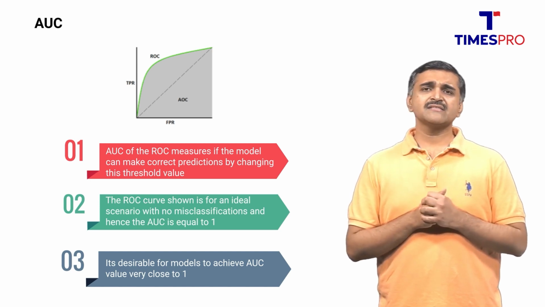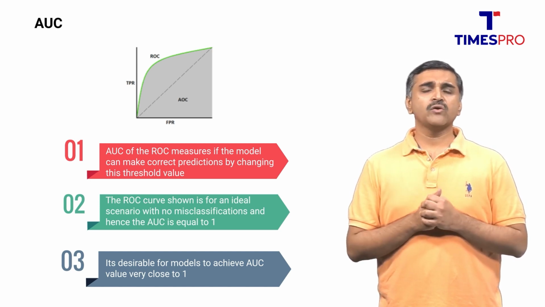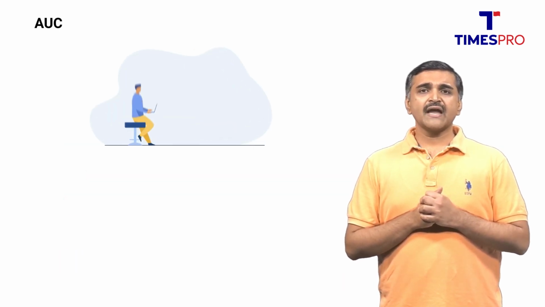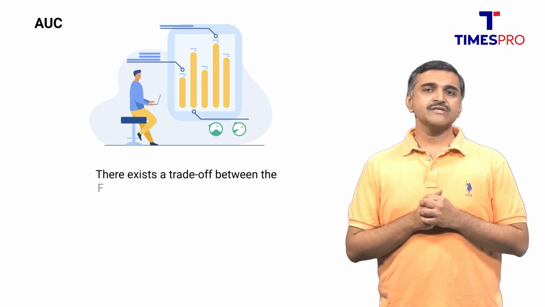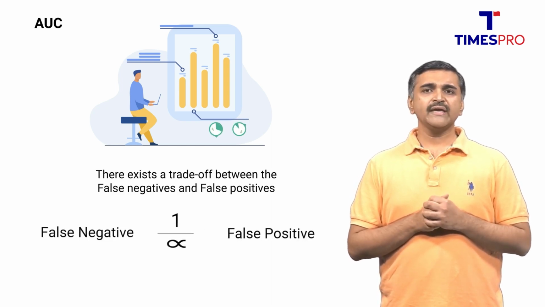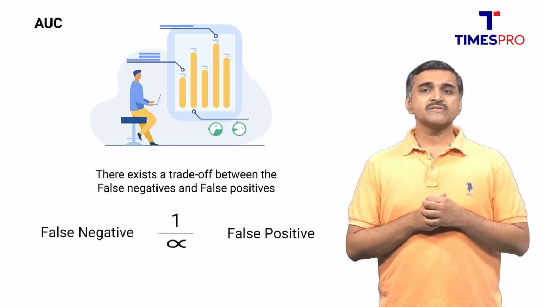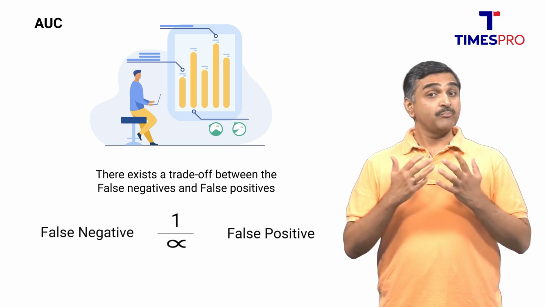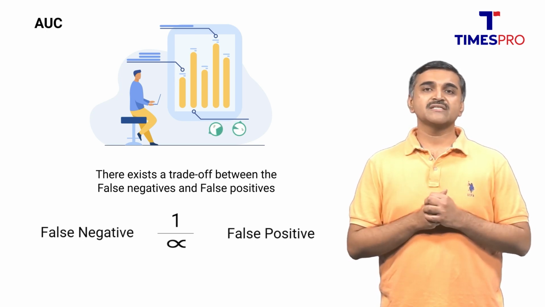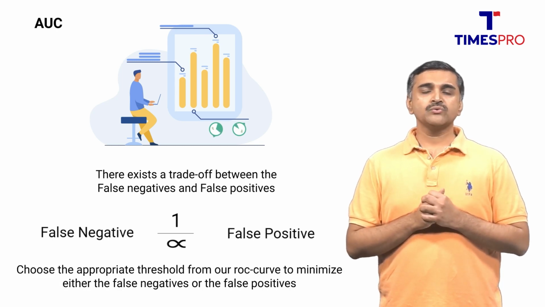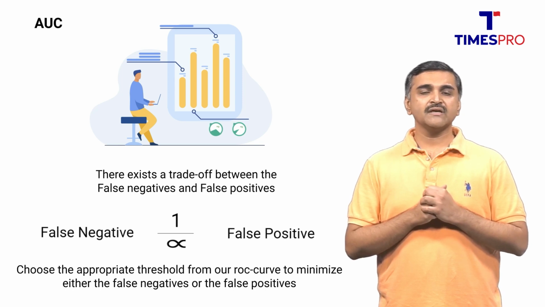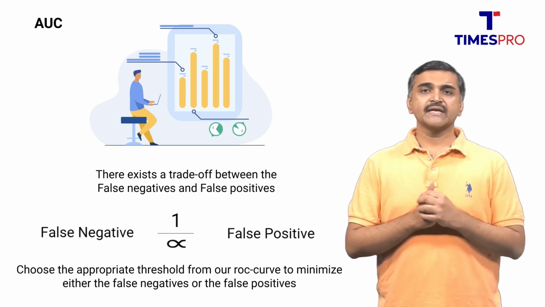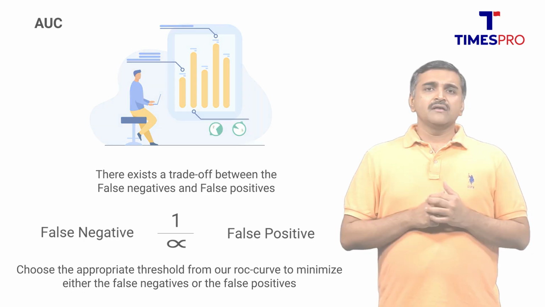In practice, there exists a trade-off between false negatives and false positives. False negatives and false positives are our misclassifications. So, if you try to increase your false negatives, false positives decrease, or if you try to increase false positives, your false negatives decrease. It's impractical to achieve zero misclassifications. Hence, we can choose the appropriate threshold from our ROC curve to minimize either the false negatives or the false positives. Now, let's understand this through a scenario.